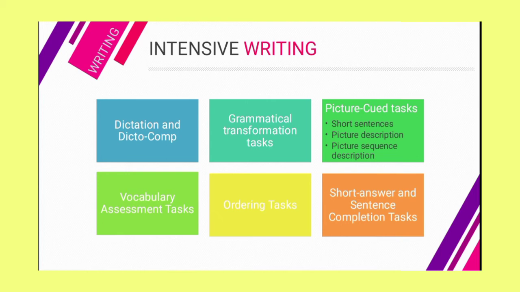The next kind of activity is picture cue tasks. Picture cue tasks are one of the ways to assess students' writing ability that use picture as a medium. It is called picture cue tasks because those kinds of picture cues are integrated with some clues or questions. In writing skill itself, there are three kinds of picture cue tasks based on Brown. The first is short sentences, the second is picture description, the third is picture sequence description.